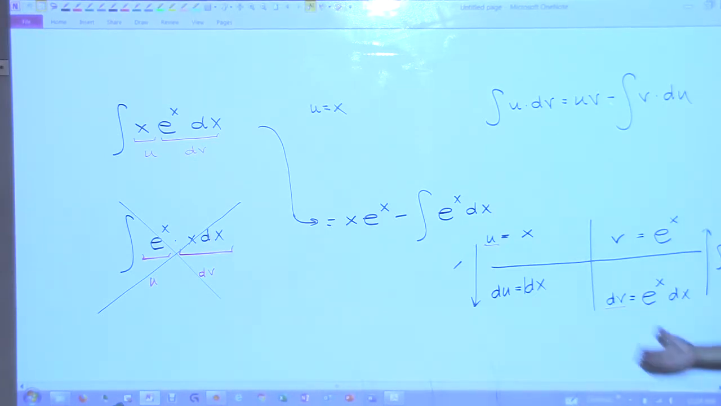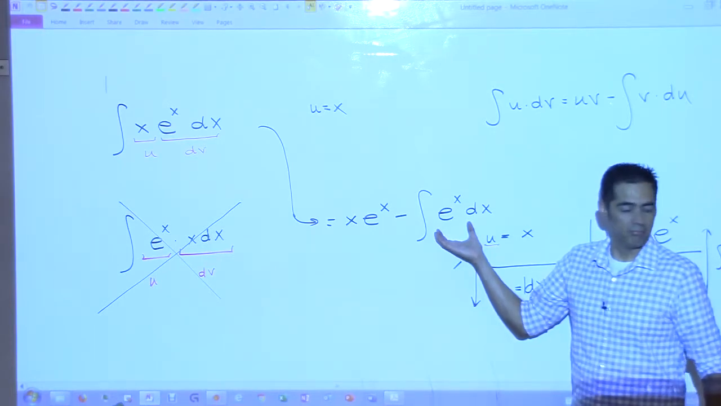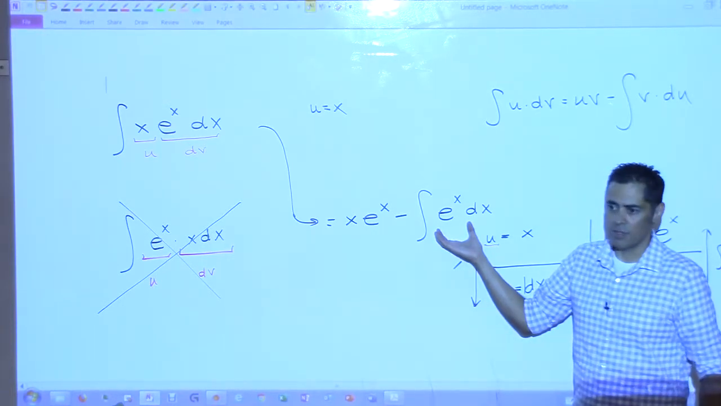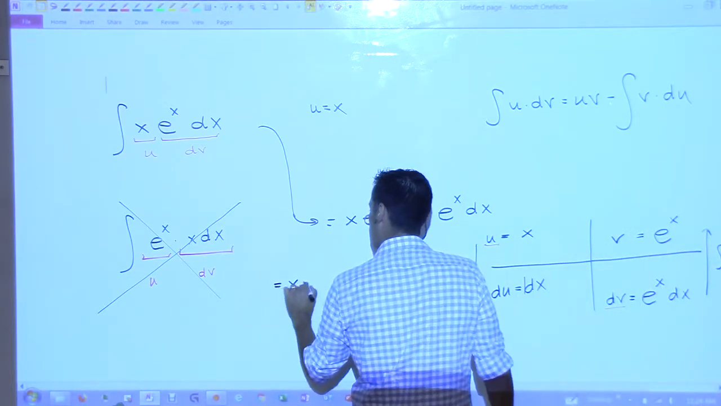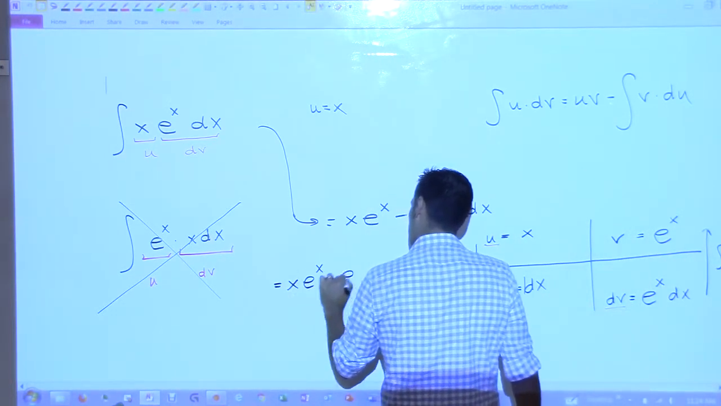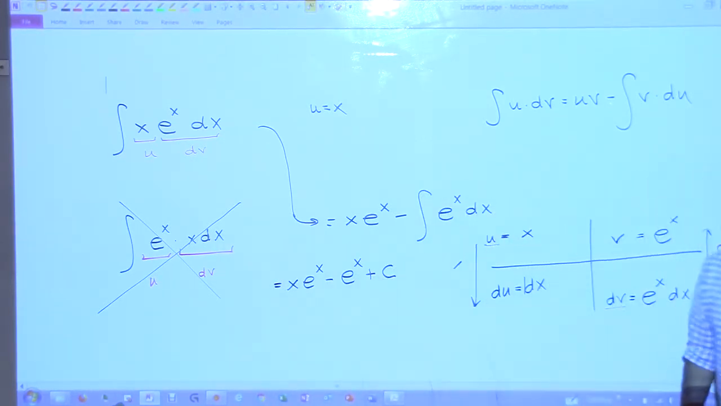That's it. The question now is, can you handle that integral? Yeah, the antiderivative of e to the x is itself. So this now becomes equal to x e to the x minus e to the x plus c. I always throw in the plus c because we're done with the antiderivative, right?